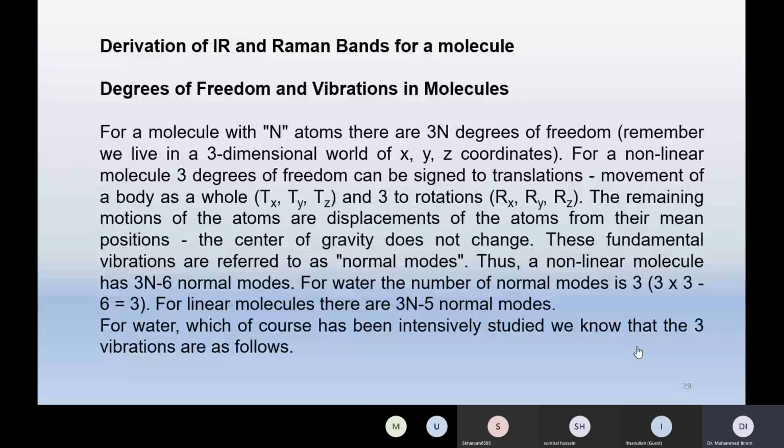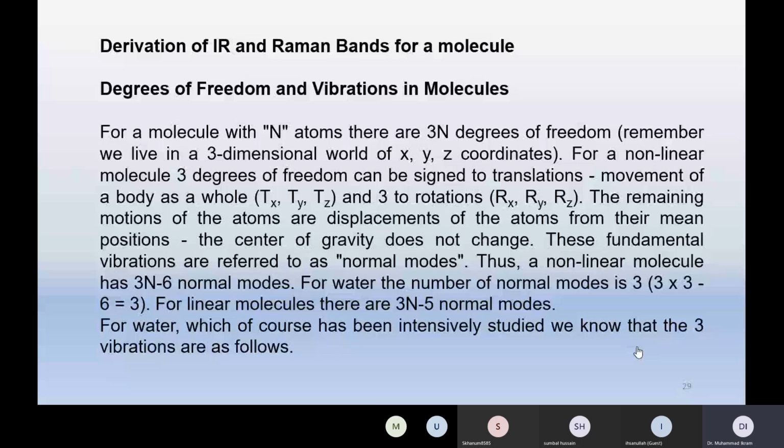That means the 3n degrees of freedom that we assign may belong to translational motions. Okay? Translation means when the whole body moves from one place to another, so this is called translational motions. Then the next 3 are rotational motions, when the body is revolving around a point. Okay? In translation the whole body moves, in rotation it revolves around a point.